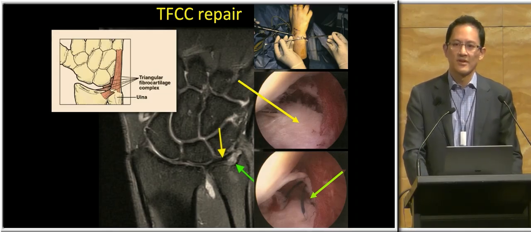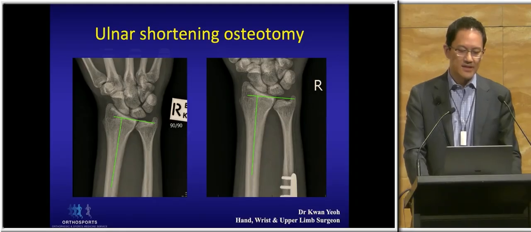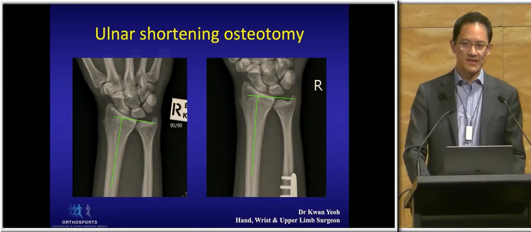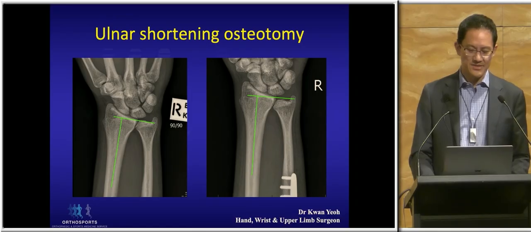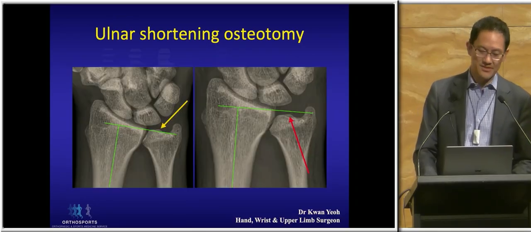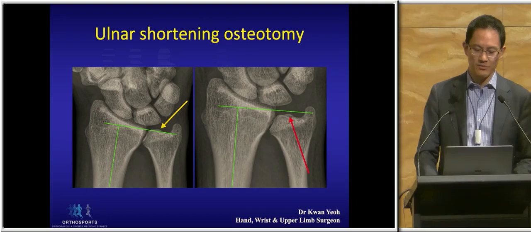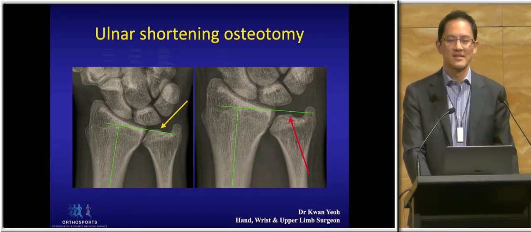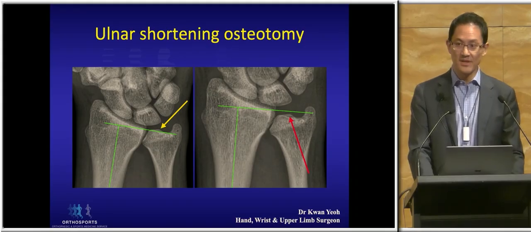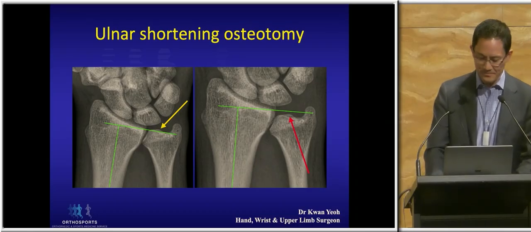In the situation of a long ulnar, an ulnar osteotomy brings the distal ulnar away from the lunate and gives it a bit more breathing space. So on the left is preoperatively, on the right is postoperatively, and you can see now that the ulnar is a little bit more proximalized, taking some of the pressure off the TFCC.